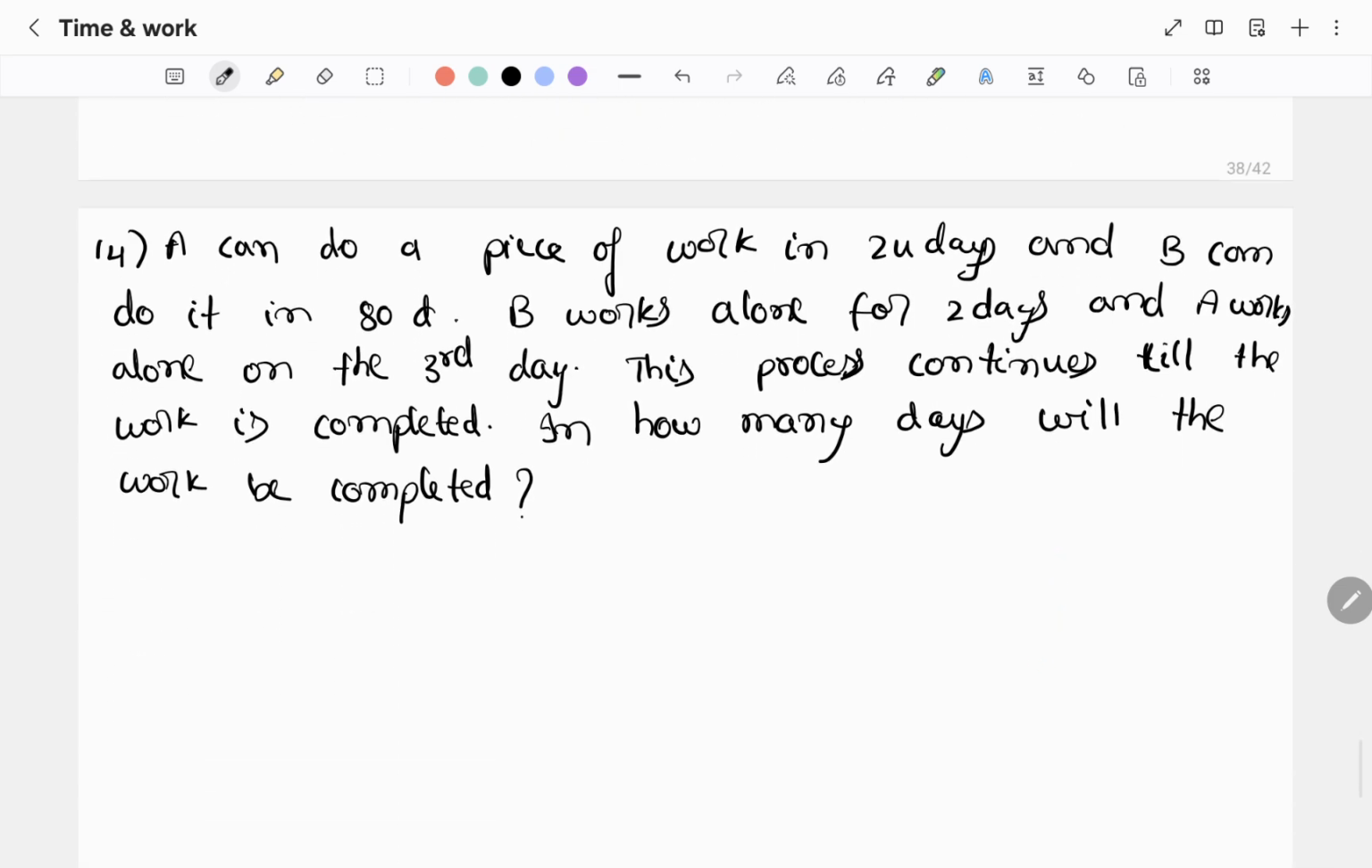And A can do a piece of work in 24 days and B can do it in 80 days. B works alone for 2 days and A works alone on the 3rd day. This process continues till the work is completed. In how many days will the work be completed? So A 24 days, B can do it in 80 days. LCM means total work is equal to 240. 24 tens.